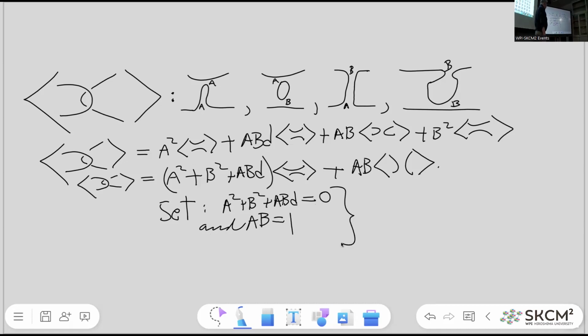And if I find specializations of my variables that do that, then it will be precisely invariant under the second Reidemeister rule, because this will be 0 and that will be a 1. Now, what happens if I do that? That says B is equal to the inverse of A, and then AB equals 1, and then D is equal to minus A squared minus A to the minus 2, because B is equal to A inverse.